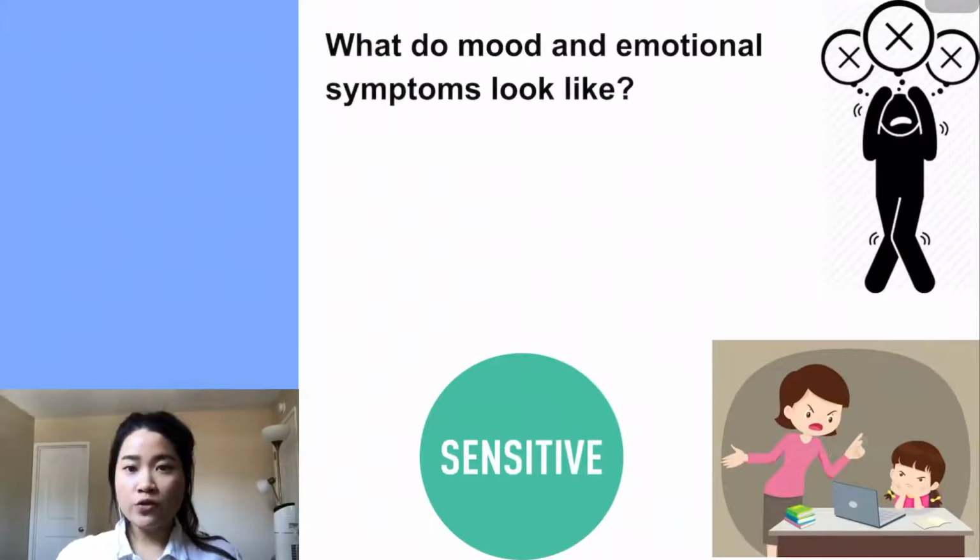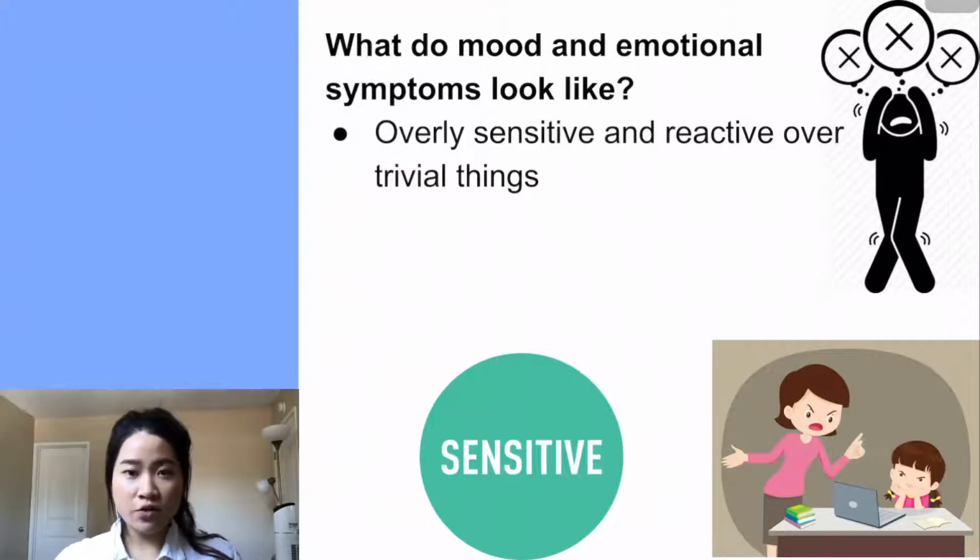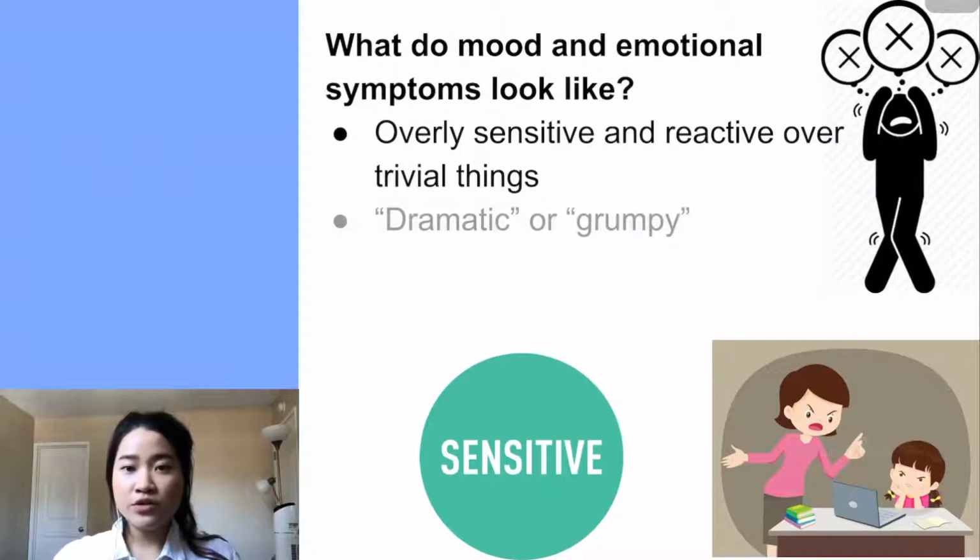So, what do these problems look like? When a child has trouble regulating their emotions, it can manifest in many different ways. Have you noticed your child is overly sensitive and reactive over things that seem small and trivial? Or notice your child being called dramatic or grumpy by people around them?